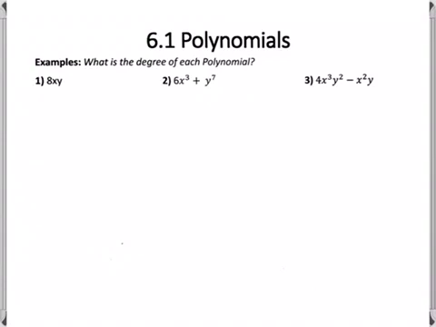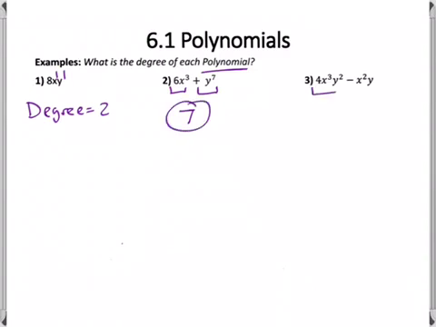What is the degree of each polynomial? So in the first one, this is just a monomial. So we know that each of the variables has an exponent value of 1, which means our degree is 1 plus 1 here, since it's a single term. So that's 2. In the next example, we have two terms, 6x cubed and y to the 7th. The degree of the first term is 3, while the degree of the second term is 7. Since this is a polynomial, we take the largest degree, which in this case would be 7.